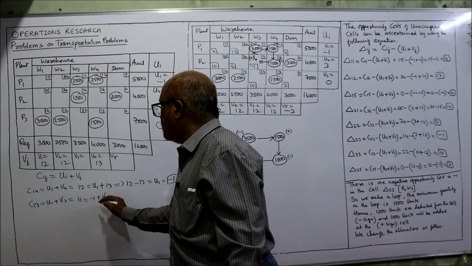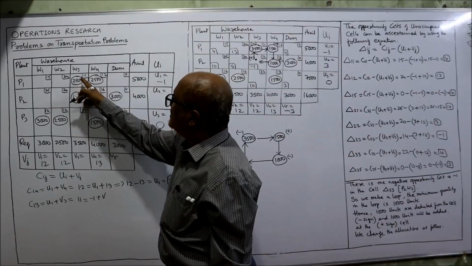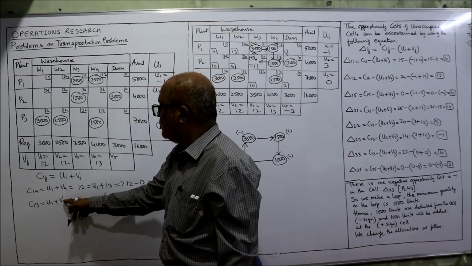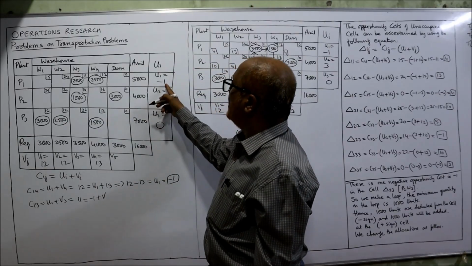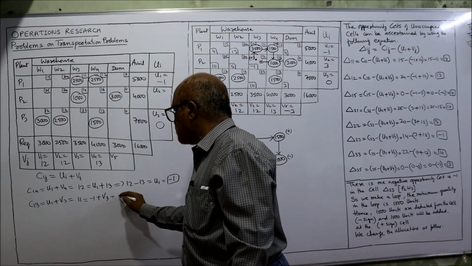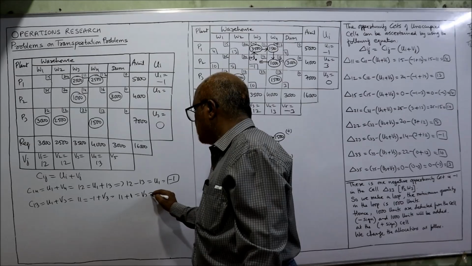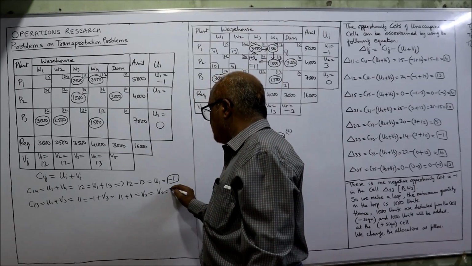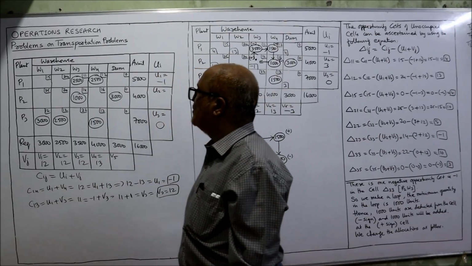C13 is equal to u1 plus v3. So 11 is equal to minus 1 plus v3. This minus 1, if I take it to the left hand side, will become plus 1, equal to v3. So v3 is equal to 11 plus 1, which is 12. We got 12 here, right?